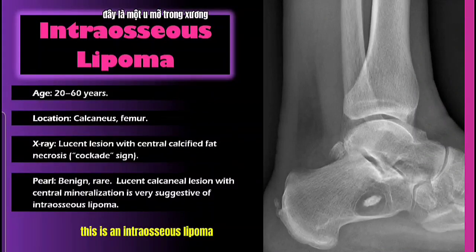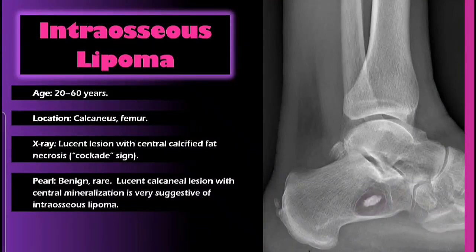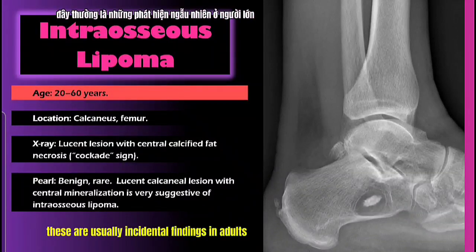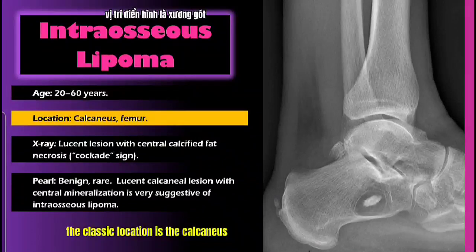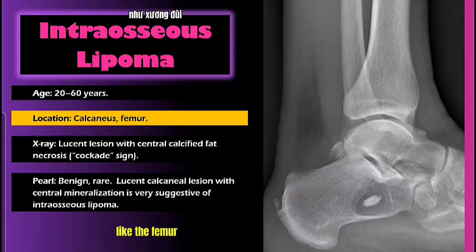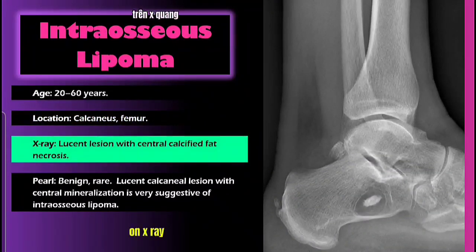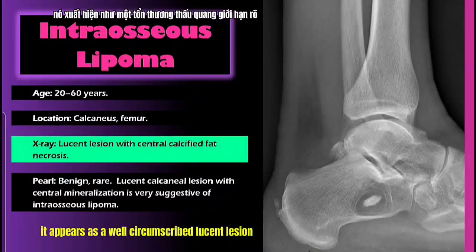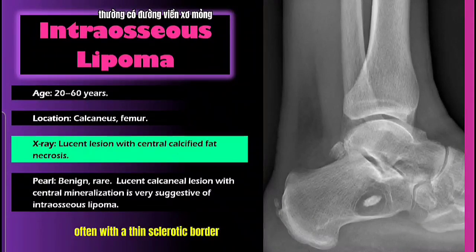This is an intraosseous lipoma, a benign fat tumor in bone. These are usually incidental findings in adults. The classic location is the calcaneus, although it can also occur in other long bones like the femur. On X-ray, it appears as a well-circumscribed lucent lesion, often with a thin sclerotic border or central calcified nidus, which is the fat necrosis.